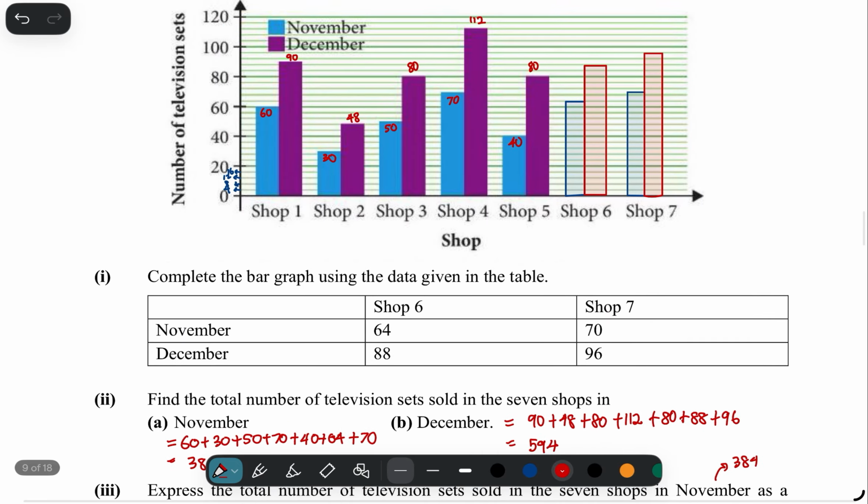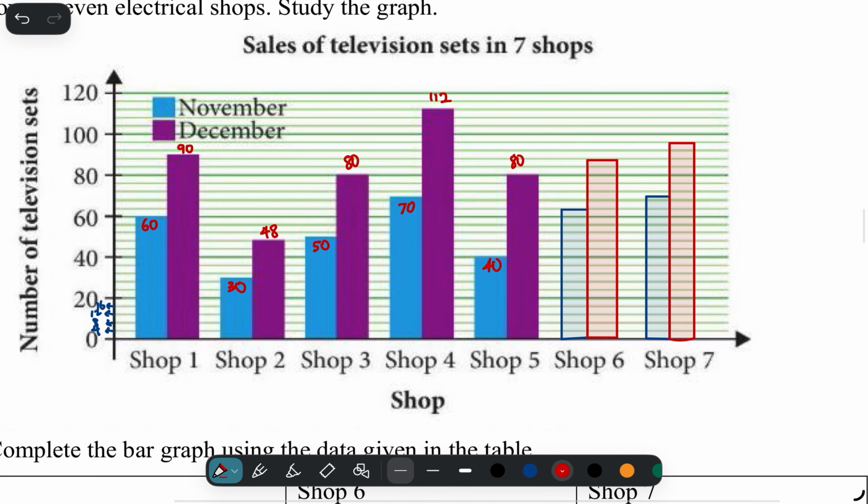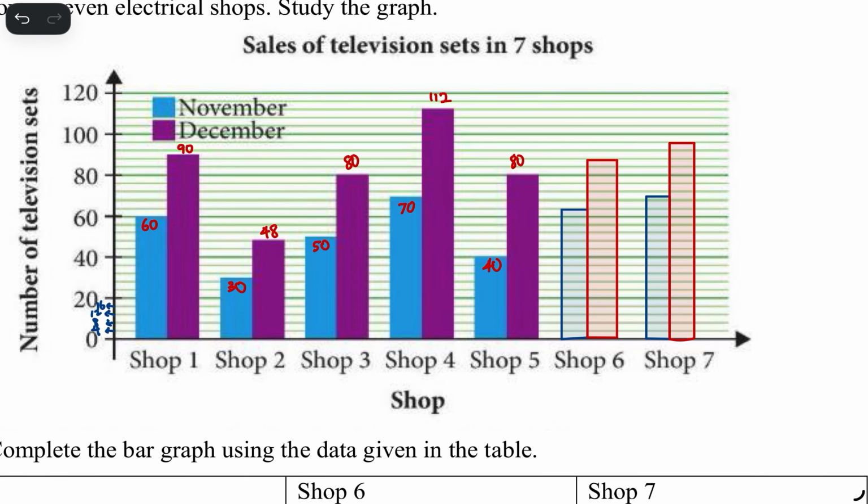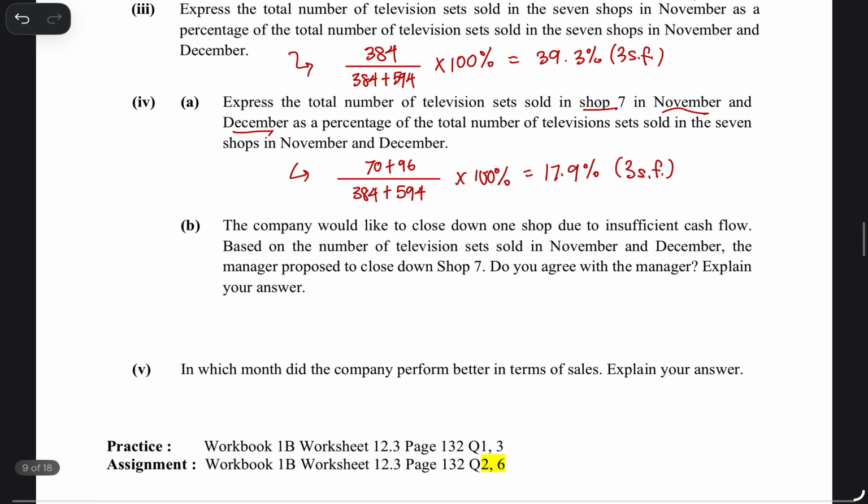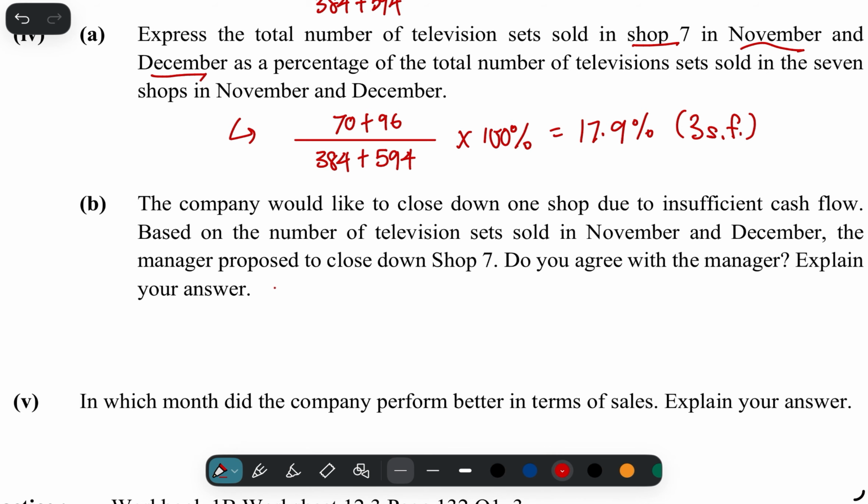So let's look at the bar graph over here. The manager proposed I should close down shop number 7 based on the number of television sets sold in November and December. Do you agree? All you need to do is look at this diagram and analyze. Is shop 7 the worst performing shop when they sell television sets? And you realize that no, there are other shops that sold less than shop 7. Which other shops? You can see very clearly, shop 2 is actually selling the least number of television sets compared to all the other shops. So very simply, to answer the question, do you agree with the manager? You can say that no.